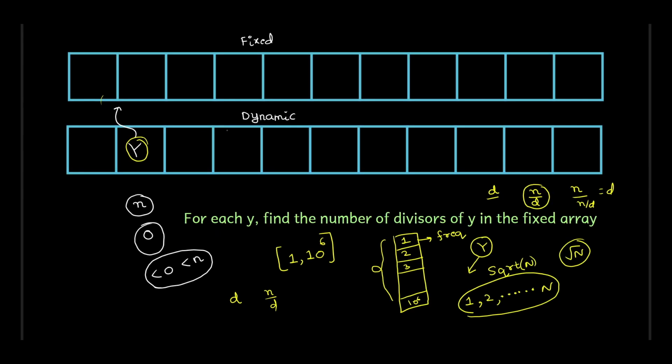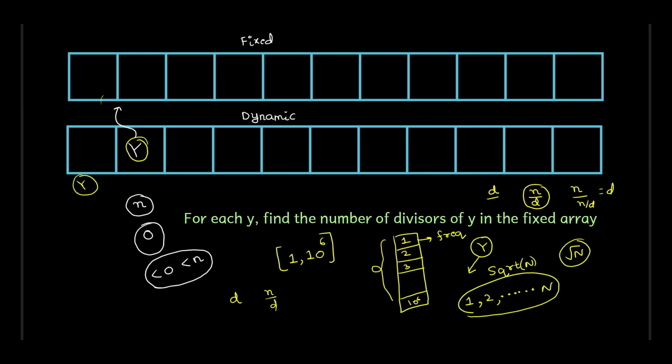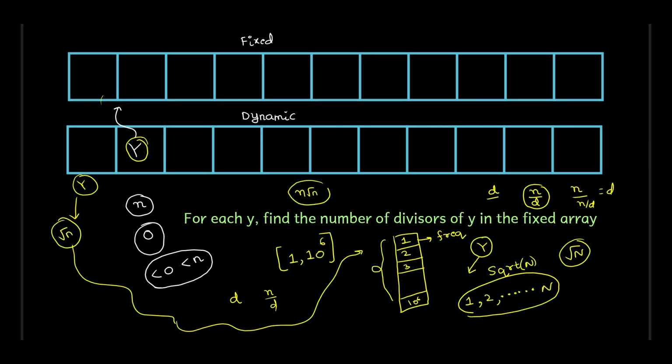So the strategy for this is simple. You iterate over this dynamic array from left to right, and for each element y, you do the square root factorization and find all the divisors. Each element will take root n time to do the factorization, and then for each divisor, you can do the lookup of how many times it is present in this array. So the overall time complexity becomes n root n, which is not bad, and is of course better than O of n square. But can we improve upon it? Can we do it in O of n log n?